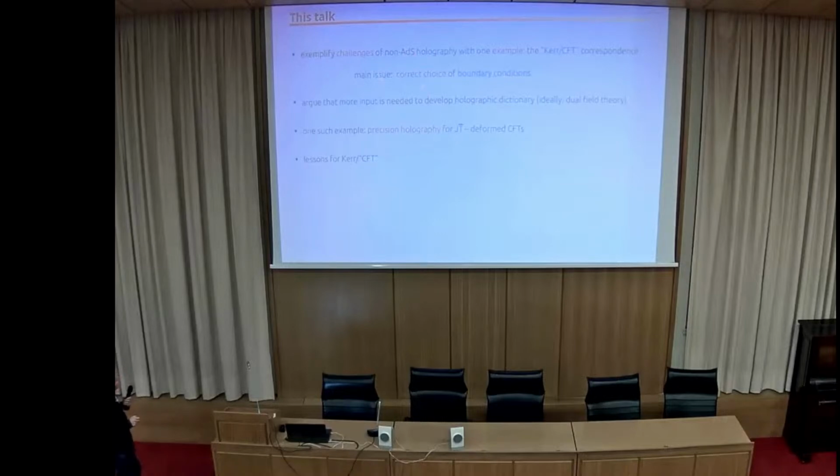Given this state of affairs, I'm going to argue that more input is needed, independent input in the holographic dictionary. Ideally, some knowledge of what the dual field theory is or what its properties are. Then I'm just going to produce some field theory that I think has the right flavor and develop it. That's the JT gravity story. And then try to see how this story is going to reflect back on Kerr/CFT. So is the logic clear?